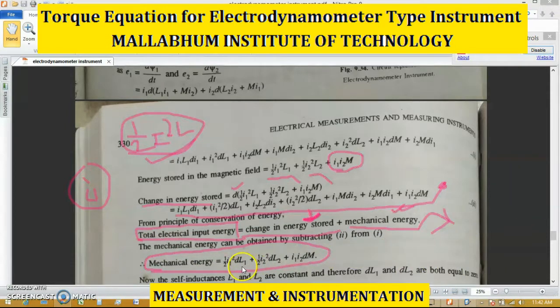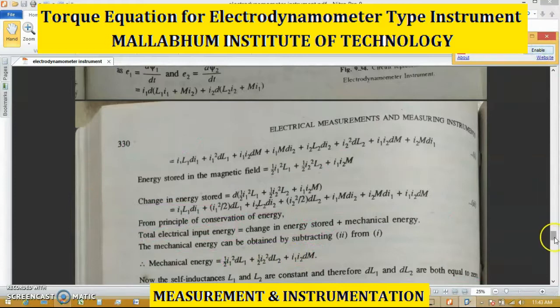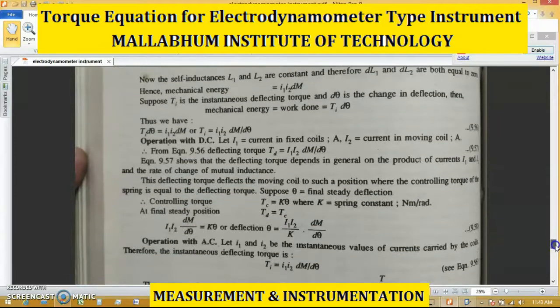Here dL1 and dL2 both are equal to 0 because the values of L1 and L2 are constant, that are not changing with time. So the total equation is I1 I2 into dM. Next, this is the self inductance L1 and L2, both are equal to 0, so I1 I2 into dM.